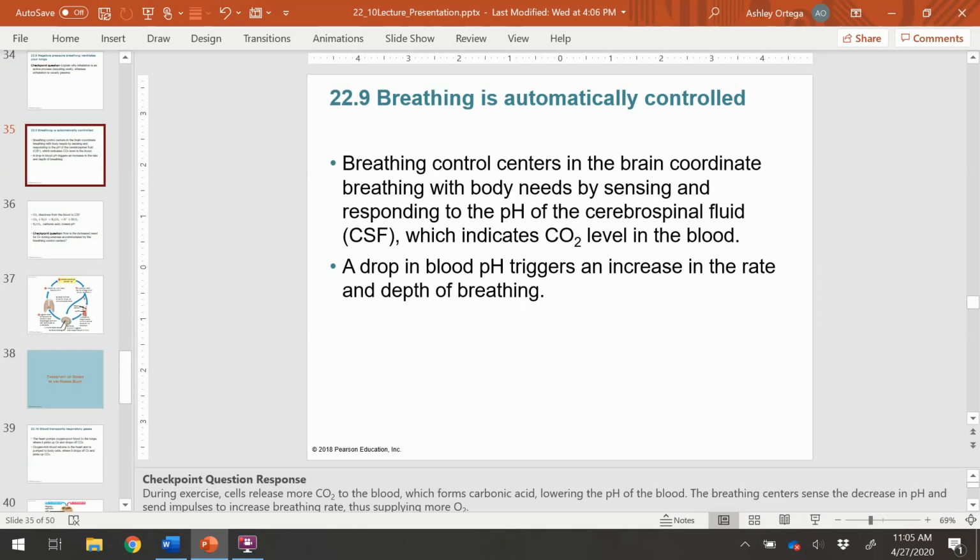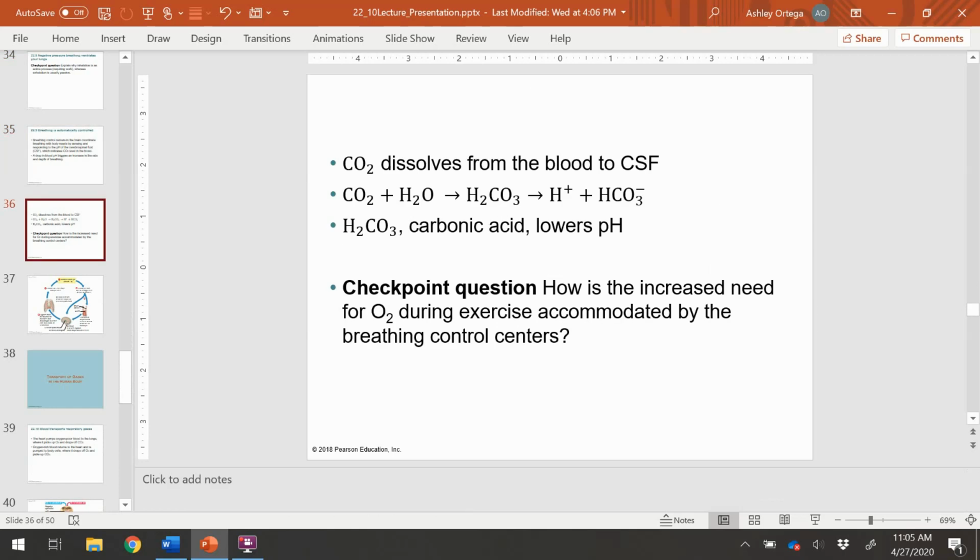And so as you exercise, more cells will need oxygen and will be producing carbon dioxide. To compensate for that, you will increase the rate and depth of breathing. You might wonder, how does all of that work? CO2, carbon dioxide, will dissolve from the blood, going from the blood to the cerebral spinal fluid, and that is going to detect and send the response to the brain that will then detect the change.